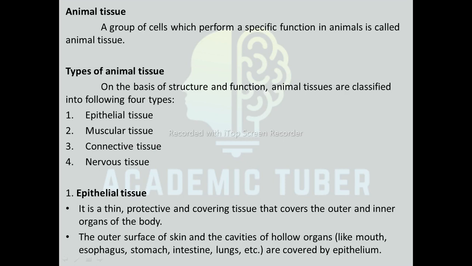First one is epithelial tissue. It is a thin, protective, and covering tissue that covers the outer and inner organs of the body. The outer surface of skin and cavities of hollow organs like esophagus, stomach, intestine, lungs, etc. are covered by epithelium.